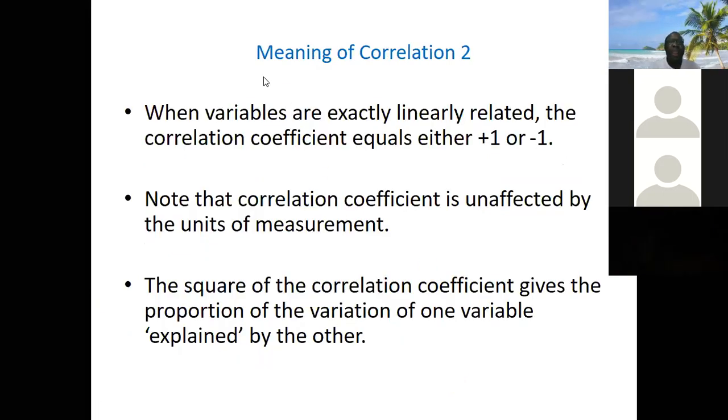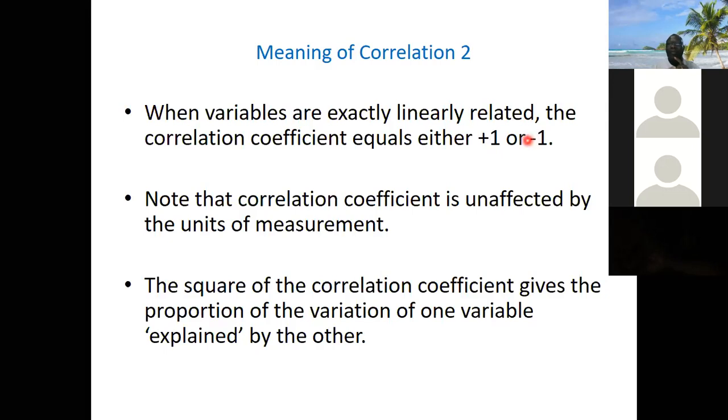Now, when variables are exactly linearly related, the correlation coefficient equals either +1 or -1. Just know that whenever it is plus, it's direct proportion. If it is negative, it's inverse, in the opposite direction. The sign has nothing to do with the strength. Whenever you see +1, it's combining two things: the sign gives you the type of correlation, and the value is the strength.